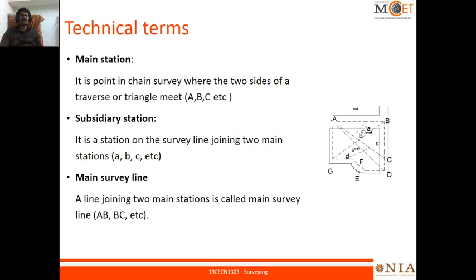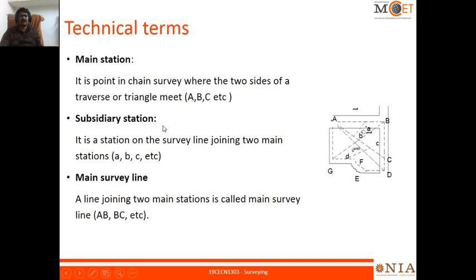Some technical terms we have to remember while doing chain surveying. That is the main station. It is a point in a chain survey where two sides of a traverse or triangle meet. A, B, C. This is the main station. From this I can move the surveying, or I can even check whether the remaining points are set up properly. So that is the main station.